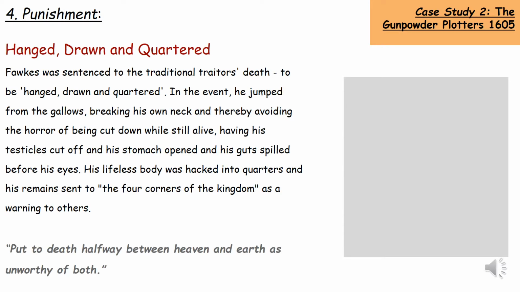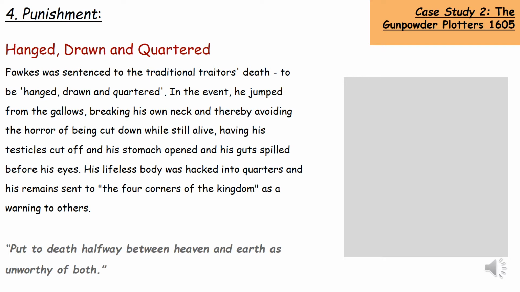Punishment. Fawkes was sentenced to the traditional traitor's death, to be hanged, drawn and quartered. In the event, he jumped from the gallows, which is where you get hanged, breaking his own neck and thereby avoiding the horror of being cut down while still alive, having his testicles cut off and his stomach opened and his guts spilled before his eyes. His lifeless body was hacked into quarters and his remains sent to the four corners of the kingdom as a warning to others.